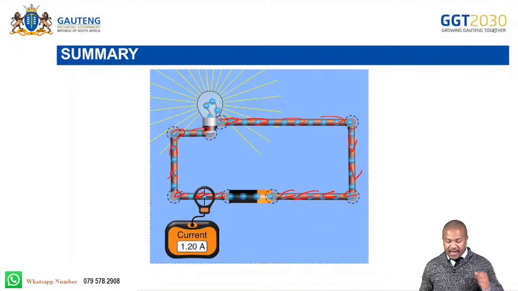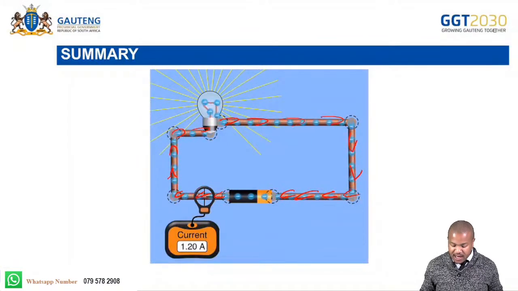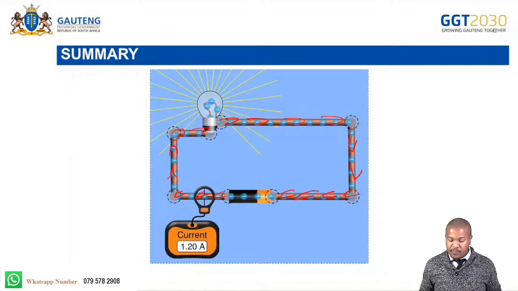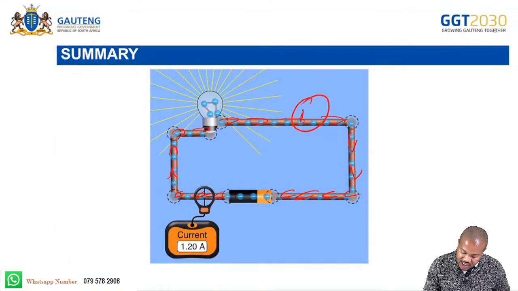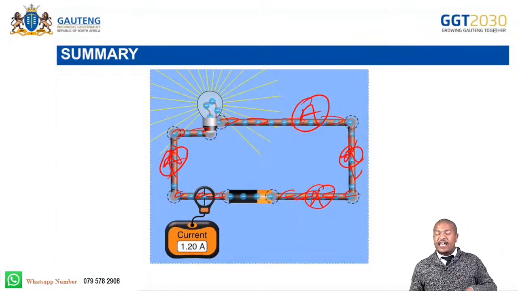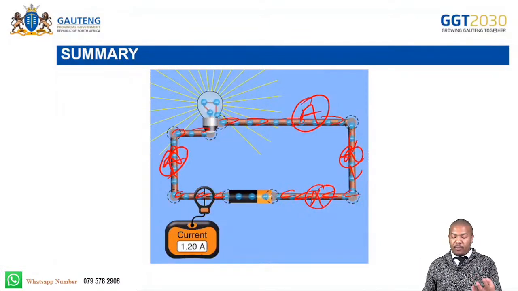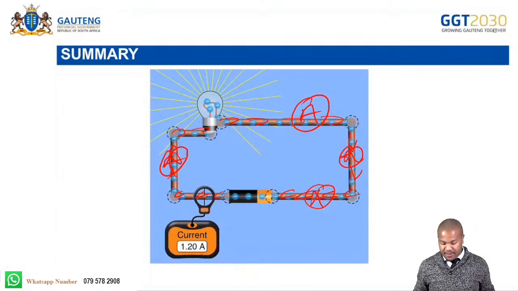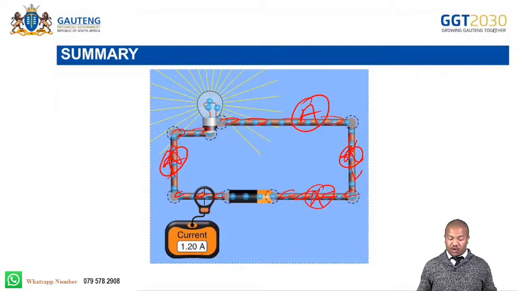And when looking at the strength of this current here, it is 1.20 amperes in this example, right? So meaning if you measure this current here, here, here, or here, it will be the same. It will still give you 1.20 amperes, right? So that's all for today's lesson.